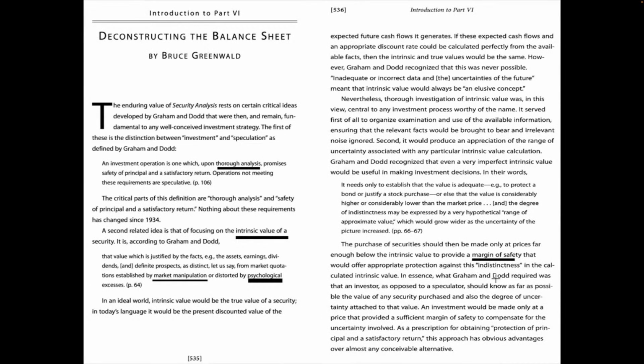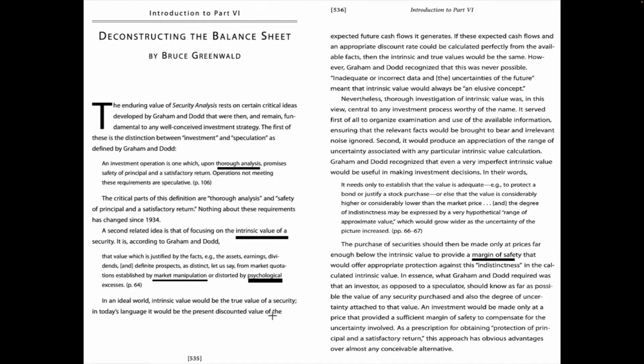So in essence, what Graham and Dodd required was that an investor, as opposed to a speculator, should know as far as possible the value of any security purchased and also the degree of uncertainty attached to that value. An investment would be made only at a price that provided a sufficient margin of safety to compensate for the uncertainty involved. As a prescription for obtaining protection of principal and a satisfactory return, this approach has obvious advantages over almost any conceivable alternative. This is exactly what it takes to become an intelligent investor.